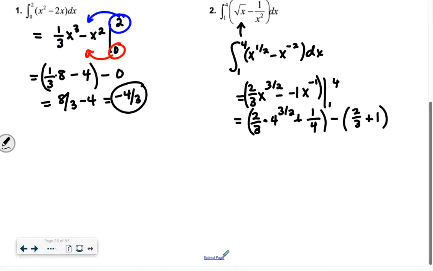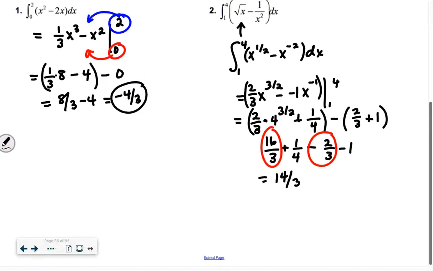What is 4 to the 3 over 2? 8, yes. So we do 2/3 times 8. So I get 16/3 plus 1/4 minus 2/3 minus 1. So sometimes if you wait to combine your numbers, like notice how I have a 16/3 and a 2/3, I would combine those. Those ones will pretty much always have that same denominator unless you've reduced it, right? So I have 16/3 and then minus the 2/3, so I get 14/3 there. And then I could combine like the 1/4 and the minus 1. That would be negative 3/4.